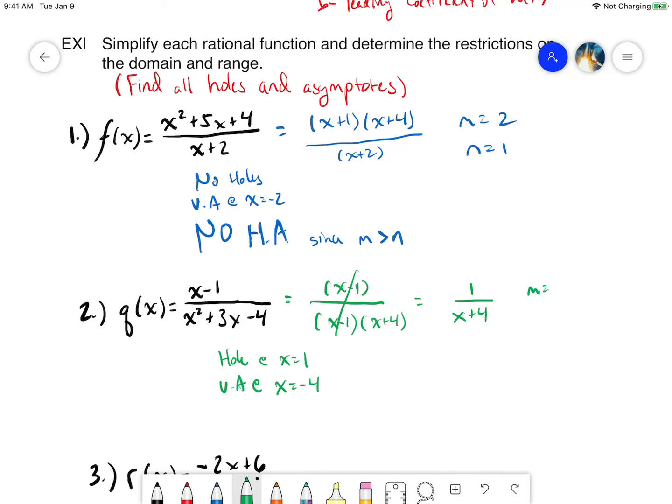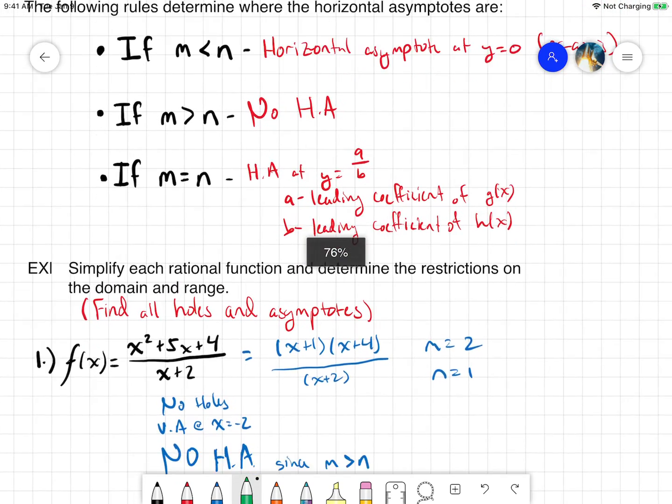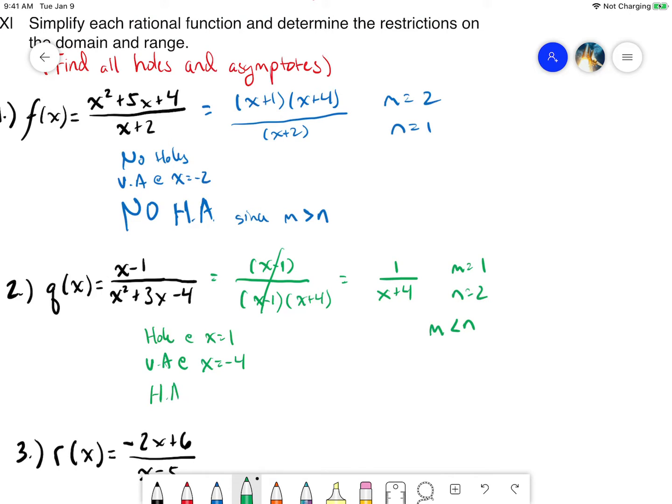So we have m, and again we always refer to the beginning. In the first one we had m is 1 because that's our degree of m, and the degree of n is equal to 2. So the degree of the top is less than the degree of the bottom, which, going back up to our little chart here, says that we have a horizontal asymptote at y equals 0, or the x-axis.